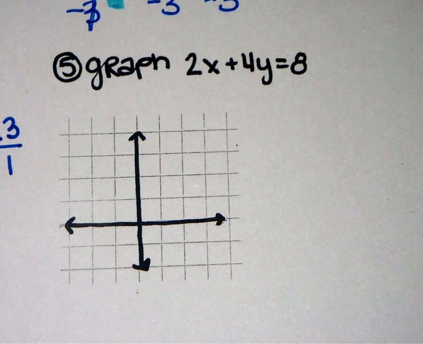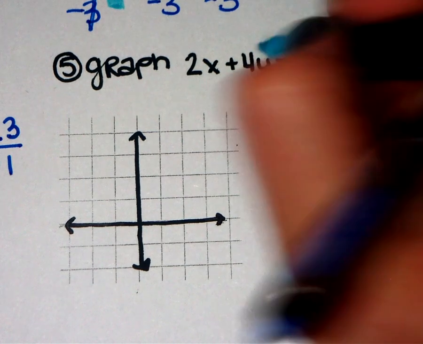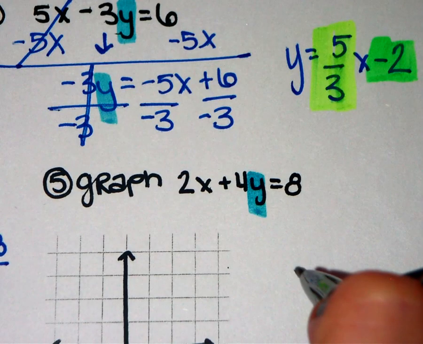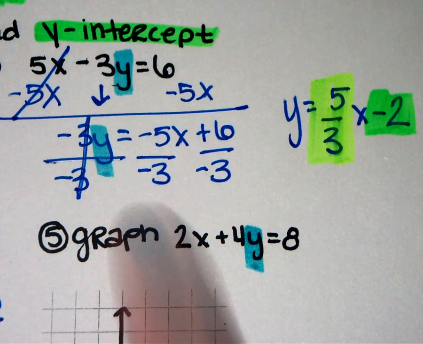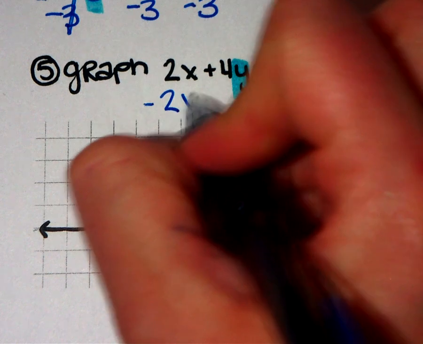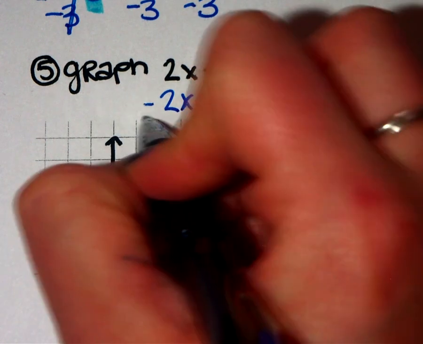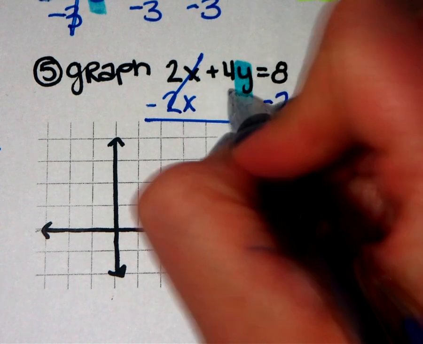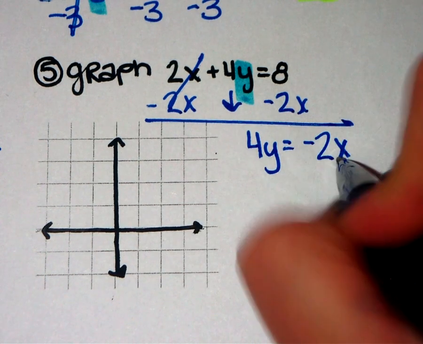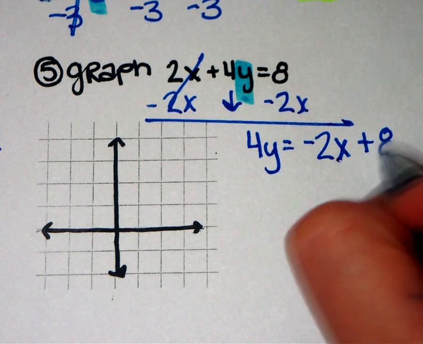We cannot graph this until it's in y equals form. I got to solve for y, just like what we did right up above. We got to isolate y. Then we can graph it. So I'm going to move my 2x through subtraction. They cancel. Bring down that 4y equals. Move your -2x up front, +8.